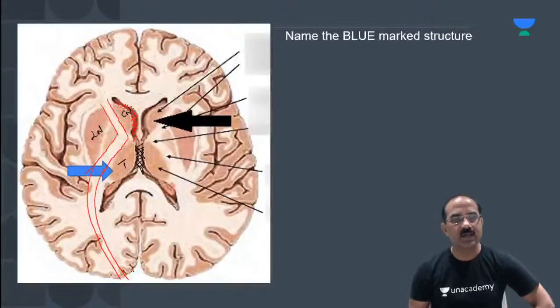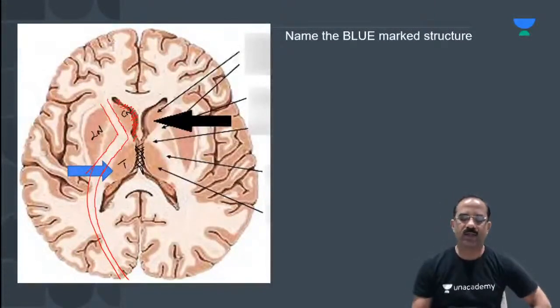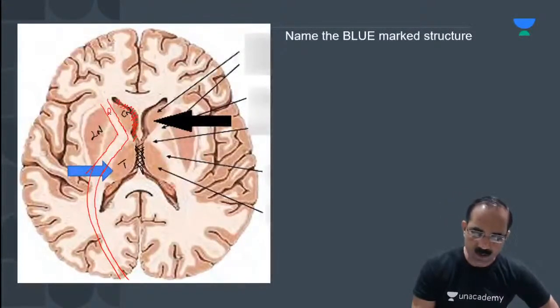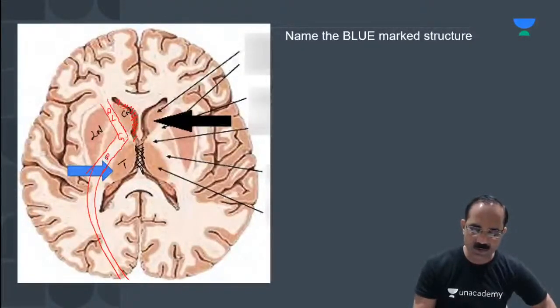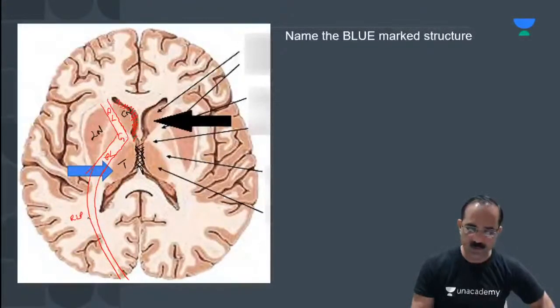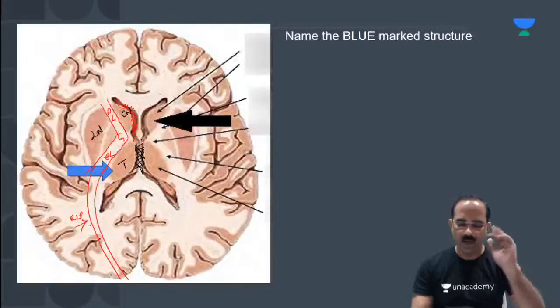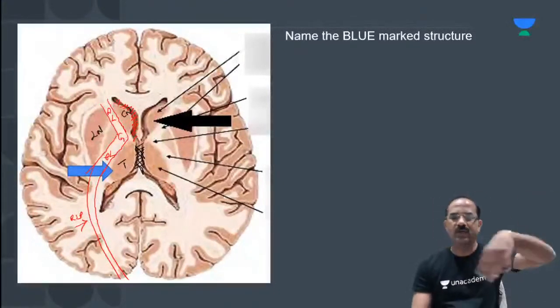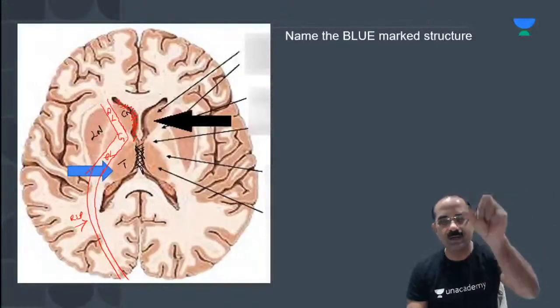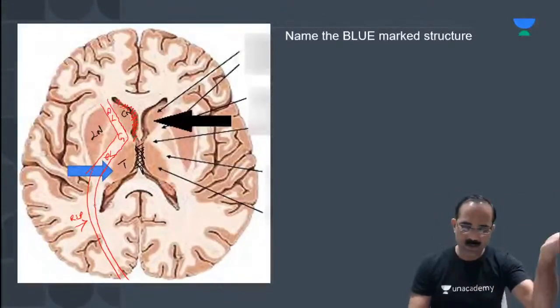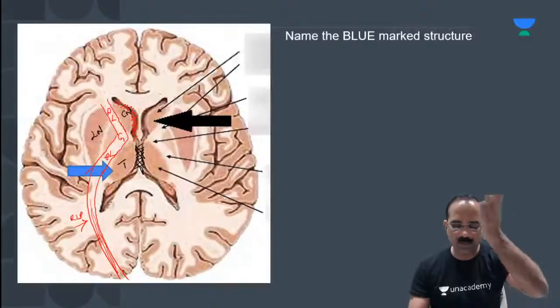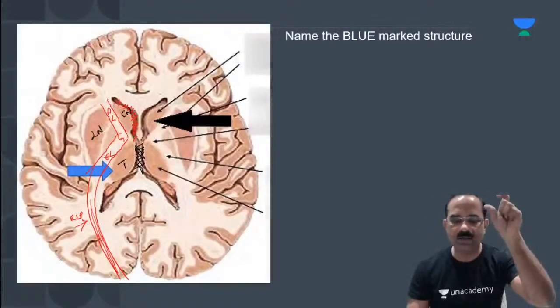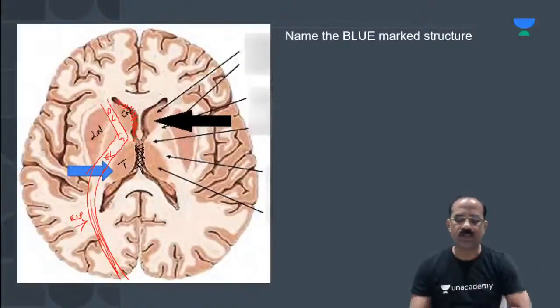Chalo, this is the internal capsule. What is this limb of the internal capsule? Anterior limb. What is this? Genu. What is this? Posterior limb. Now what will this be? This is the retrolentiform part, and the part that goes below the lentiform nucleus. What is that part known as? The sublentiform part. So this becomes the retrolentiform part, and the part below the lentiform nucleus is known as the sublentiform part of the internal capsule.